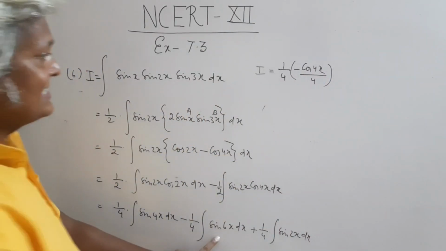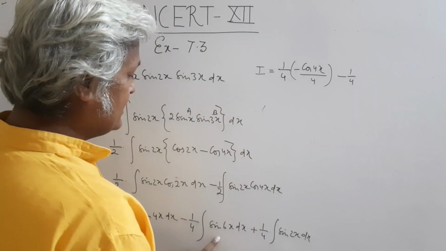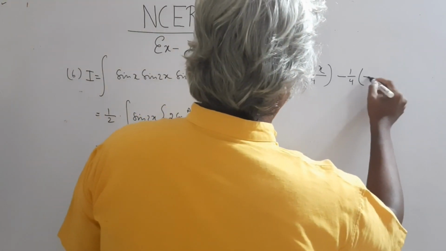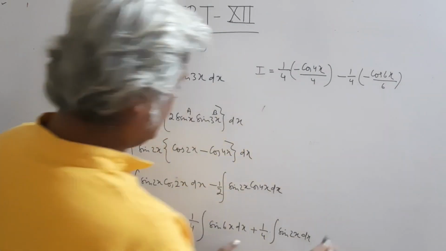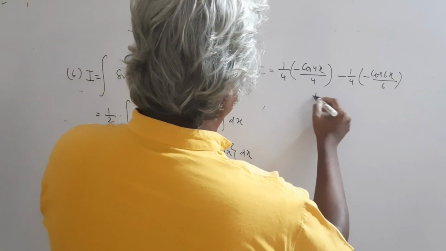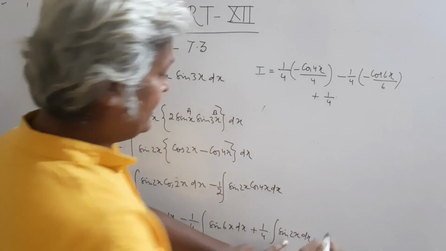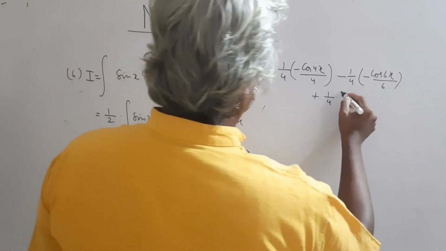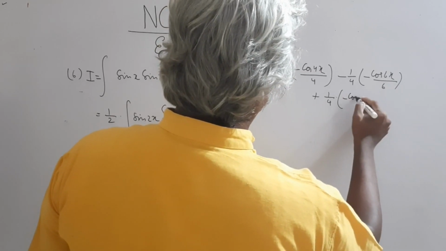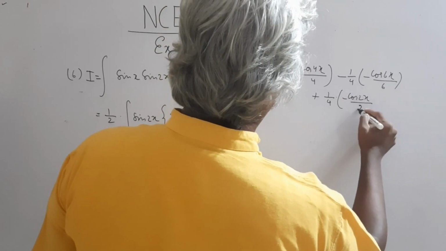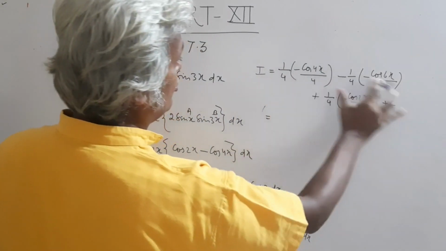Integral of sine 6x, now minus 1 over 4, integral of sine 6x will give you minus cos 6x over 6, plus 1 by 4 again, and integral of sine 2x will give you minus cos 2x over 2 plus c, that is constant of integration. Now let me simplify the whole expression.